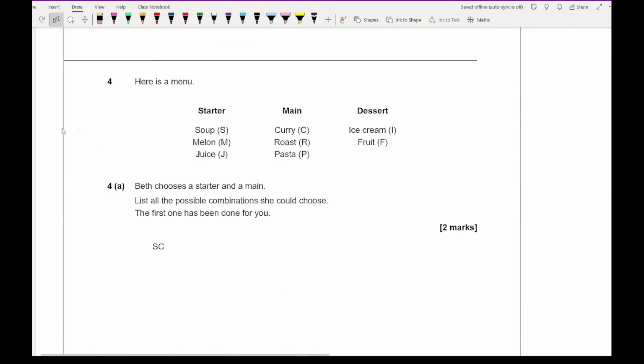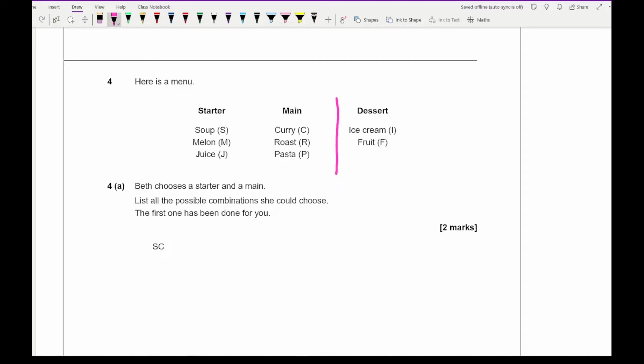Moving on to question 4, it says here is a menu. We've got starter, main and dessert. Beth chooses a starter and a main. List all the possible combinations she can choose. The first one has been done for you. So for this, what we want to do is just look at starters and main, so we can ignore the desserts. Now I would always recommend you doing this in a systematic way.